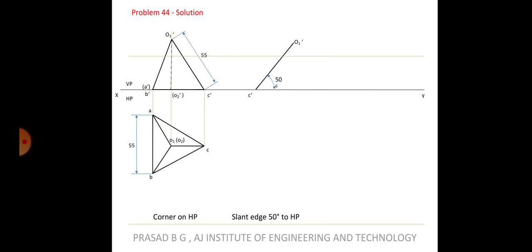Keeping that condition in mind, we will draw the sketch. It is tilted in such a way that O1 dash C dash is inclined at 50 degrees. You can get the remaining points, not a big deal. Measure C dash to A dash and draw an arc. Measure O1 dash to C dash. Measure O1 dash to B dash and A dash B dash, and draw the arc. It will meet at a point, and that point will be B dash bracket A dash. So that completes the second front view.